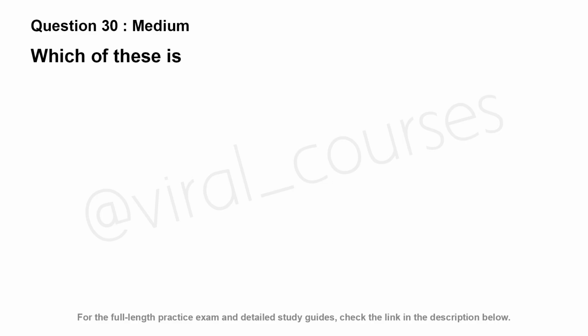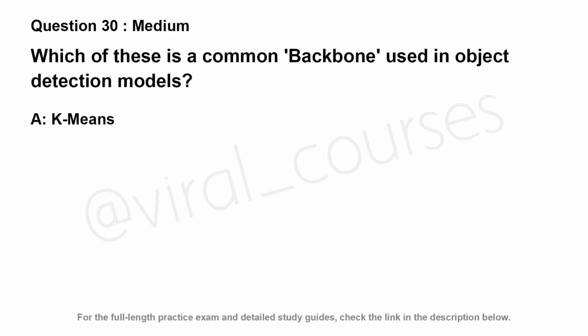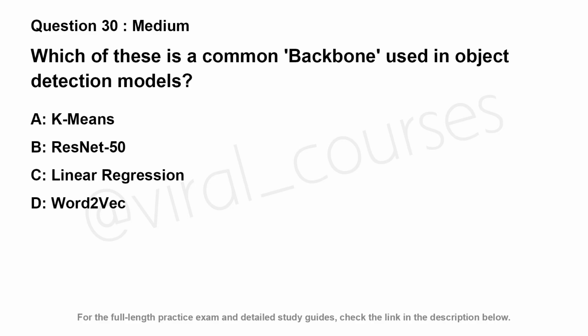Which of these is a common backbone used in object detection models? Option A. K-means. Option B. ResNet 50. Option C, linear regression. Option D, Word2Vec.